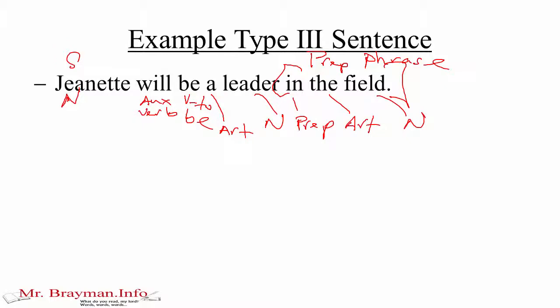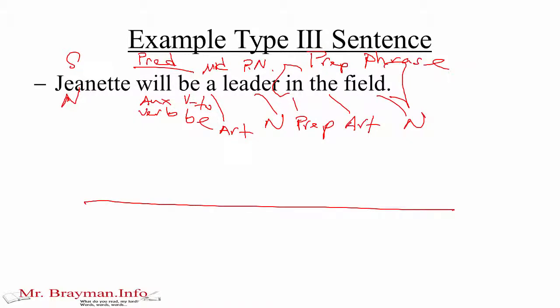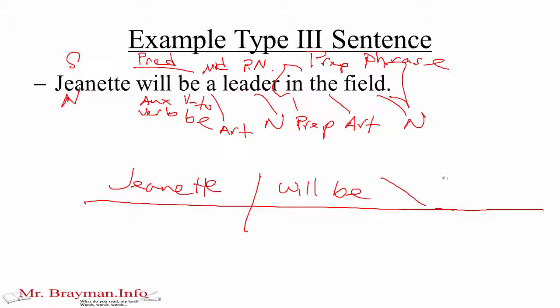We have our subject, we have our complete predicate. A leader, A is a modifier that modifies leader. This is our predicate noun. Good. So now let's set up our long line. Jeanette. Will be, I'm going to put as a complete predicate here because be needs will to be a future tense verb. It's not a modifier. It's necessary to that verb in order for it to make sense. And we have leader, and she's going to be a leader.